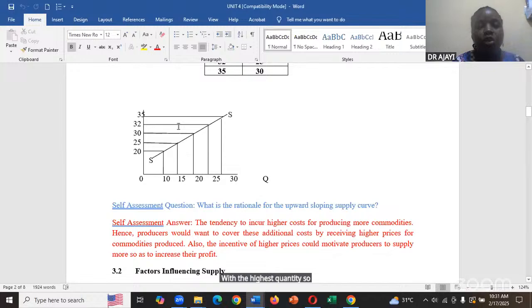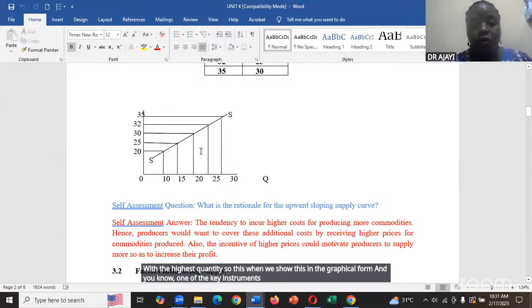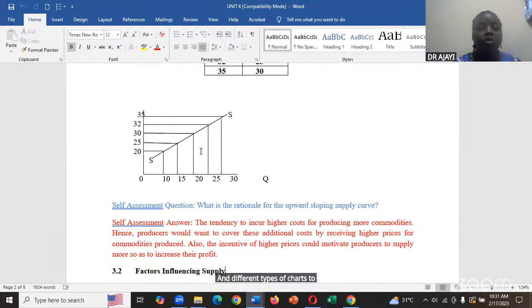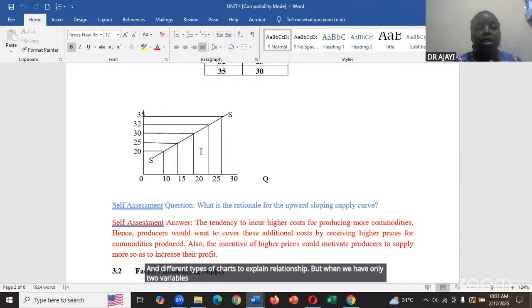When we show this in graphical form, one of the key tools for economic analysis, apart from tables, is graphs. We have charts and different types of charts to explain relationships. But when we have only two variables, it is easier to use graphs. We also use graphs to explain three or more variables, but we have more complex graphs in that situation.